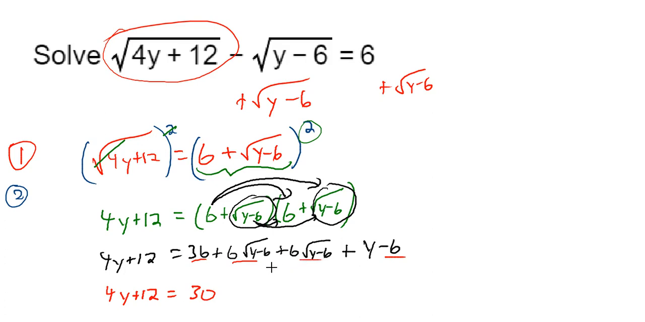And then these two terms in the middle are like terms because they both have the same radical. So we have 6 and 6, which will be 12 square root of y minus 6. And then the plus y just copies down.